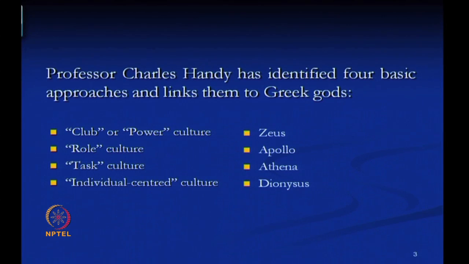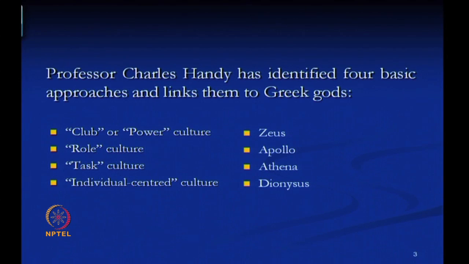So, he drew upon the mythology, and for the club or the power culture, he attributed Zeus as the deity who was the king of gods. For the role culture, he attributed Apollo, who was the god of order, rules and logic. For the task culture, he allotted Athena, the warrior goddess, patron of problem solvers. And for the individual centered culture, he identified Dionysus, the god of wine, song and self oriented individuals.